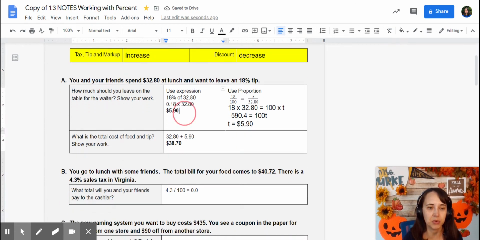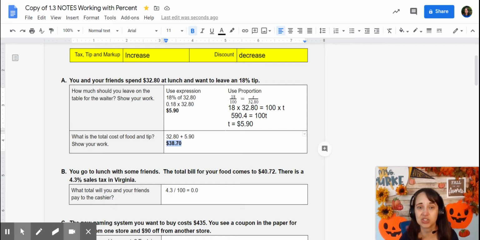All right, so I've got some work down here. Now, since I taught Honors Math 7 last year, I can remember that the tricky part here is sometimes they ask for the amount of the tip. Sometimes they ask for the total. So let's say I wanted to write a study question here. So maybe my question is, how much should you leave on the table for the waiter?